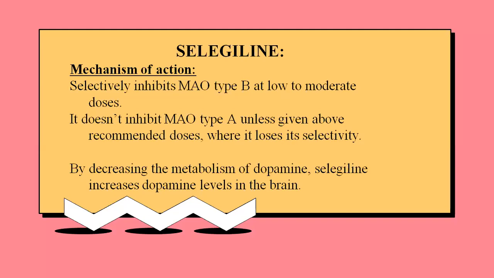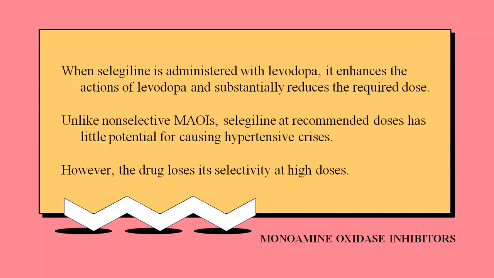In this class, we have selegiline. What does selegiline do? It will inhibit MAO type B at low to moderate doses, and at the required dose it usually doesn't inhibit MAO type A. By decreasing the metabolism of dopamine, selegiline increases dopamine levels in the brain. So overall, the result is that it will increase the dopamine in the brain. When selegiline is administered with levodopa, it enhances the action of levodopa and substantially reduces the required dose. And it has little potential for causing hypertensive crisis.